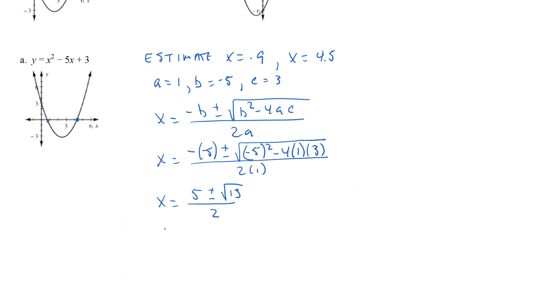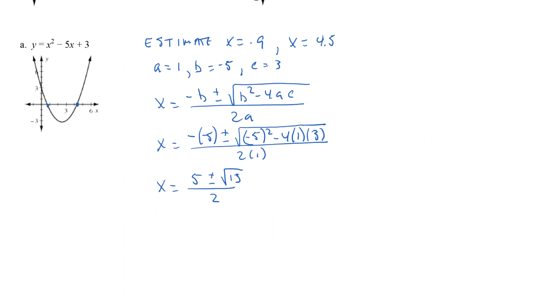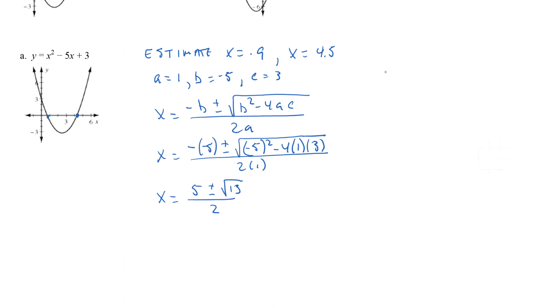So this would be, let's just put it up here. So x is going to be 5 plus the square root of 13 divided by 2. So 5 plus the square root of 13 divided by 2 is roughly 4.30, and we normally round to the nearest hundredth on these.